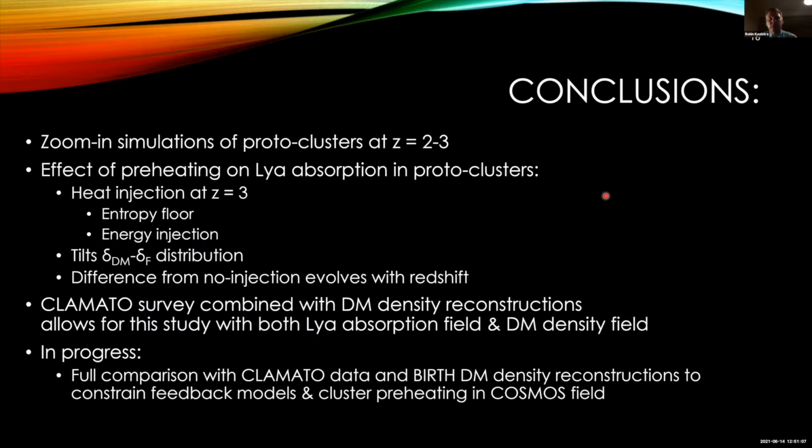And that brings me to my final slide. So I hope I've convinced you that we can use surveys like Clamato to study heating processes in proto-clusters at redshift 2 to 3. And we showed that if you inject some energy into these systems at redshift 3, then at redshift 2, 2.5, you can really start seeing some signatures of this heating in the IGM by using this distribution of delta dark matter versus delta flux.